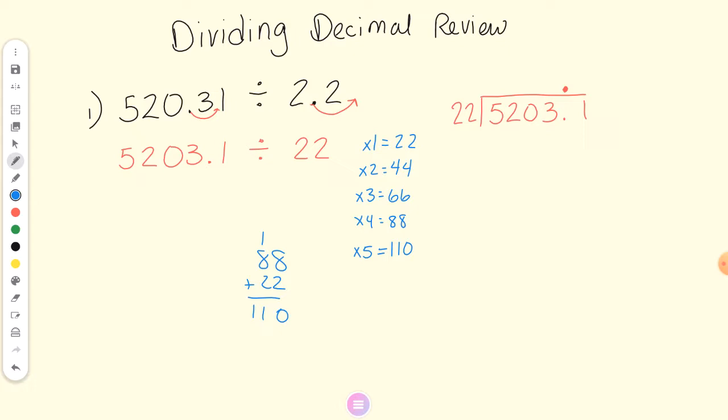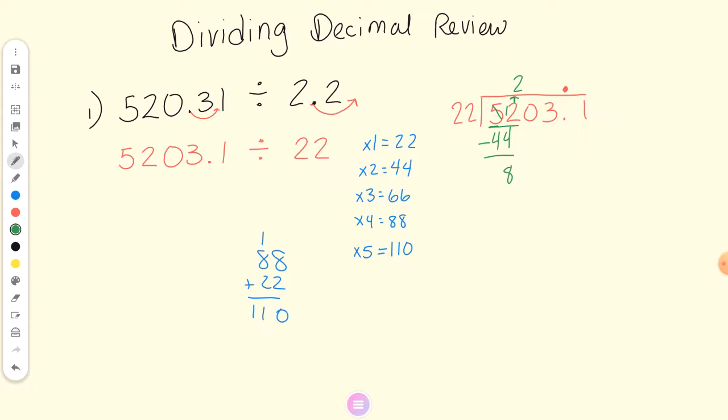Bryce, how many times does 22 go into 5? Into 5? Okay. How many into 52? 2. And again, I put it above the 2 because I'm going into 52, not into 5. If you put it above the 5, your decimal point might be off in your answer. So 2 times 22 is 44. I have a leftover of 8.